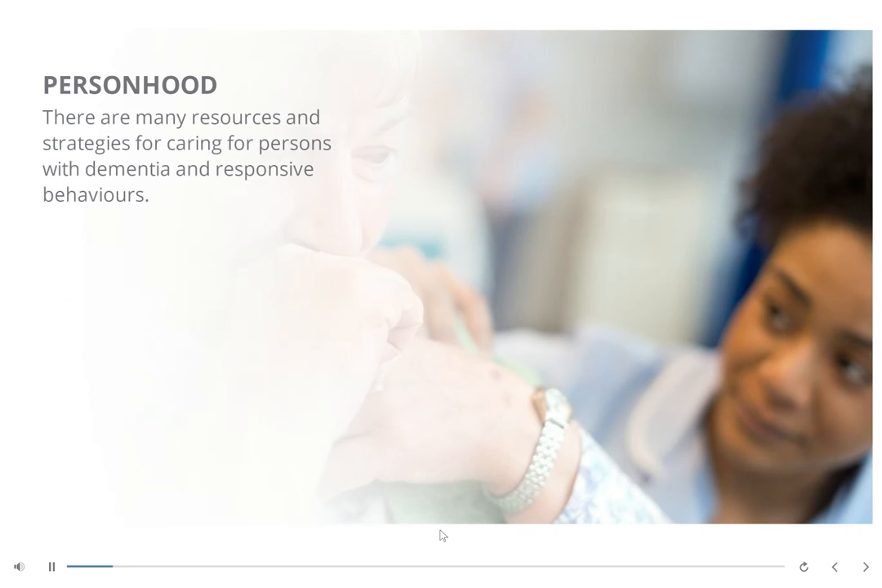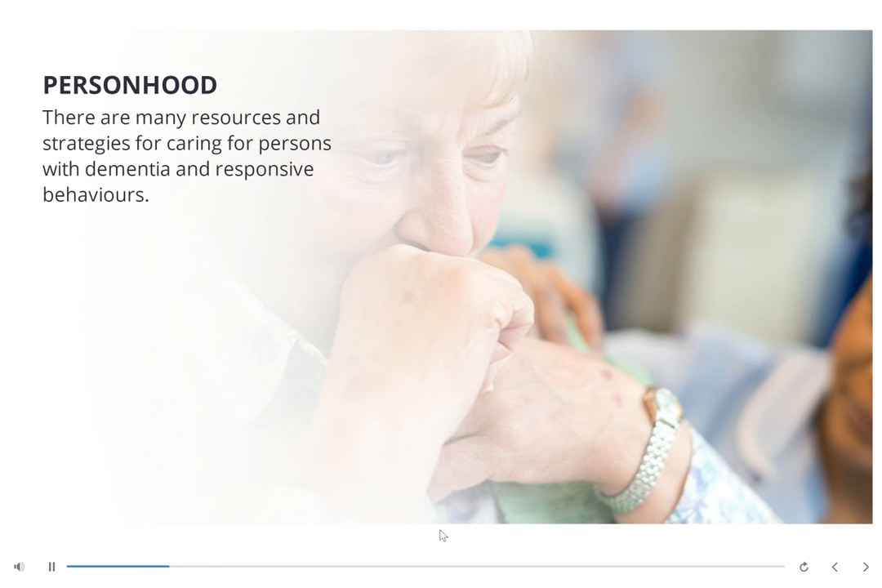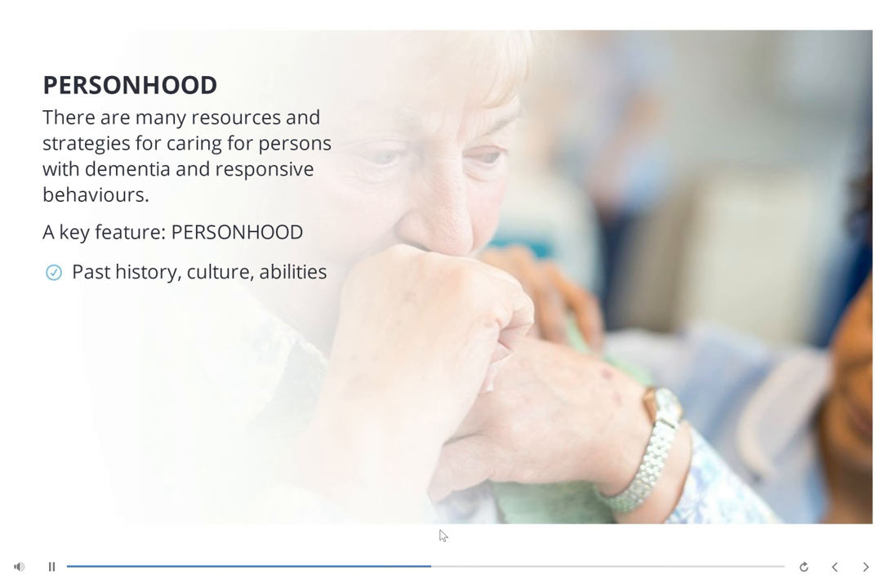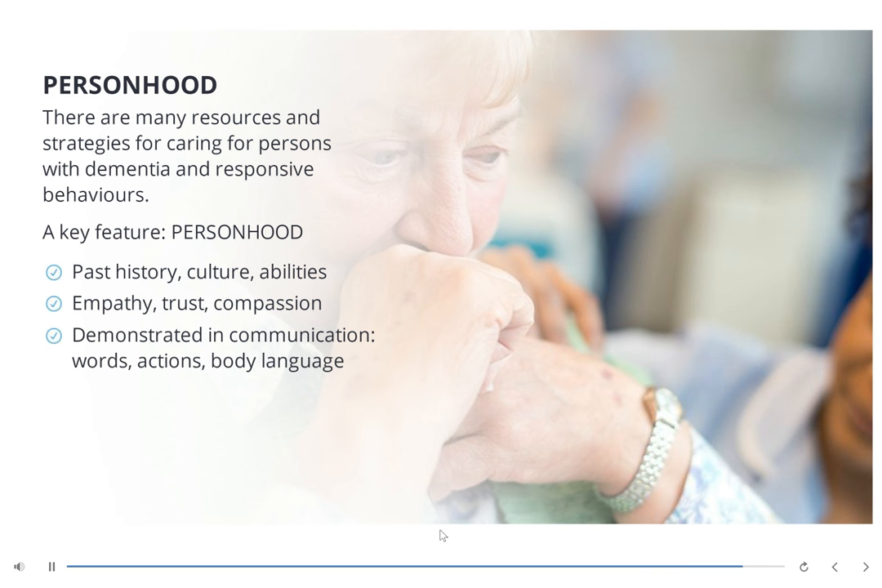There are many experts in the field of dementia and responsive behaviors that have excellent task-specific strategies for caring for persons with dementia. At the core of these strategies, and in all that we do, we must focus on personhood. Know the person that you care for. What was their life like before you met them? Introduce things that are familiar. They may not understand words, but they do respond to someone who feels empathy and compassion. The person will come to trust you if they feel these characteristics. Demonstrate these core values in how you communicate.